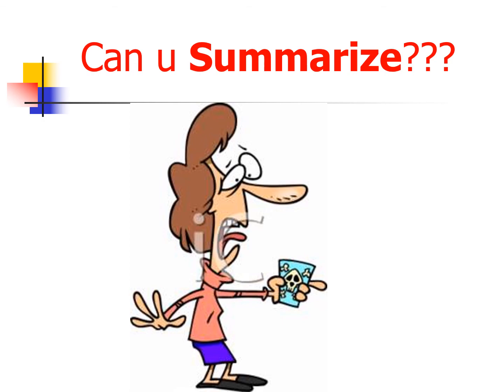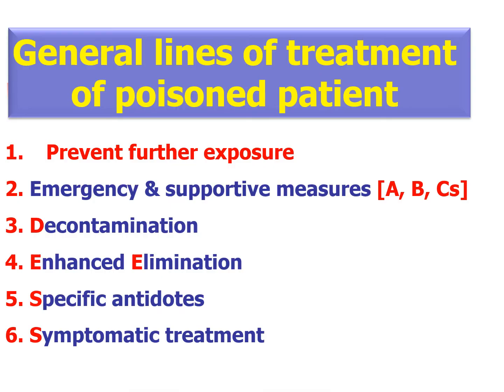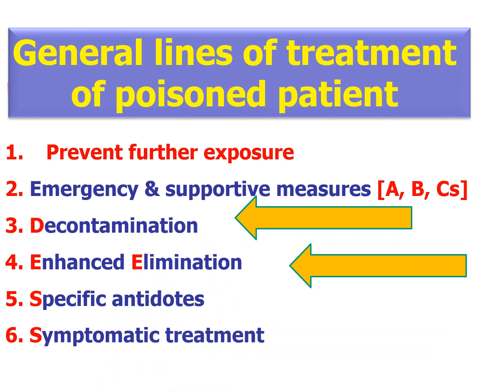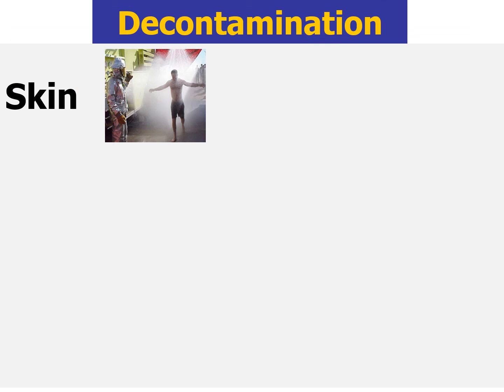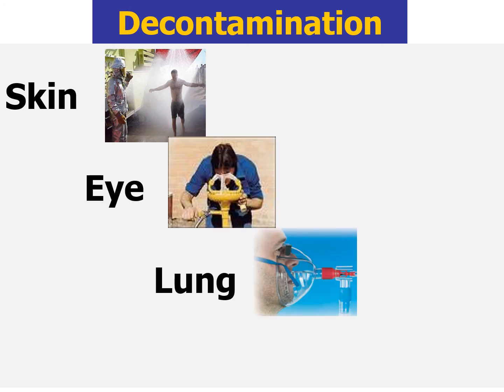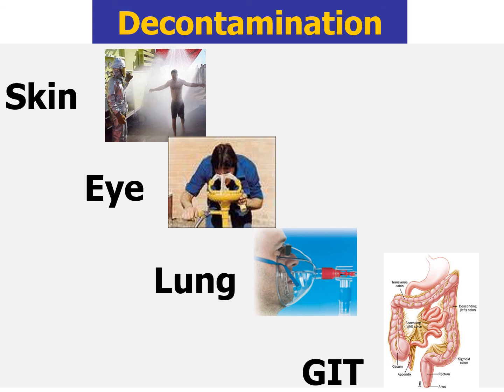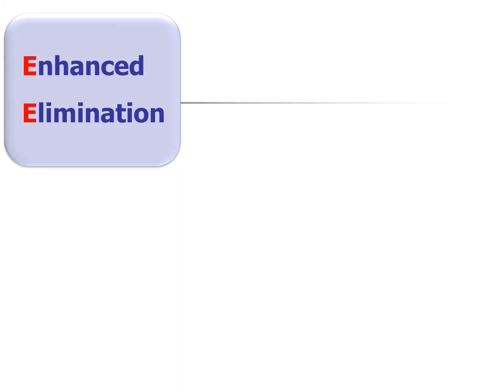Let's summarize. We have talked in our sessions about decontamination and enhanced elimination. We know now that there are different methods of decontamination, including skin, eye, lung, and GIT decontamination. To enhance elimination of toxins, this depends on the normal route of elimination of the poison.